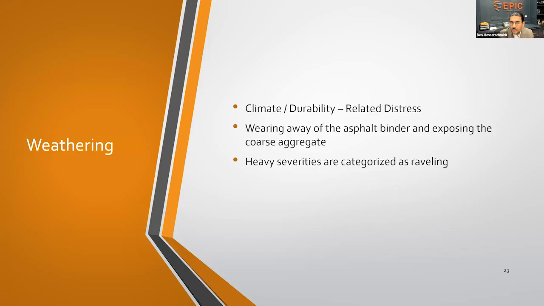Weathering will naturally occur over the lifespan of a pavement system. Generally speaking, from a design standpoint, you'd want an asphalt pavement system to last about 20 years, is really the design focus for it to function. So here we have, again, just that quick little summary.